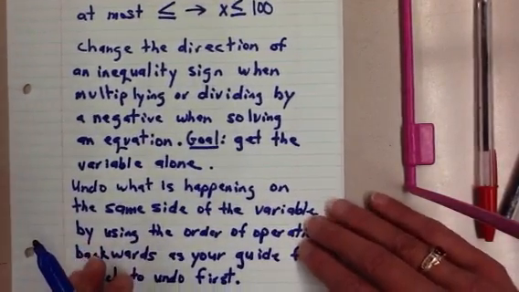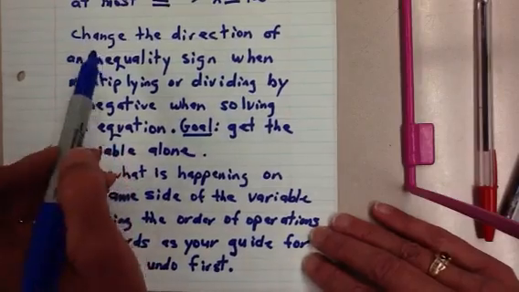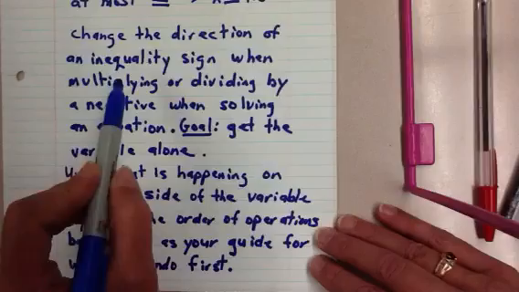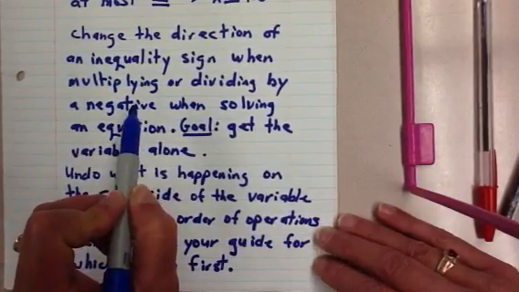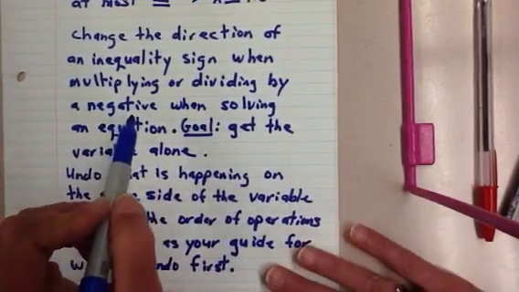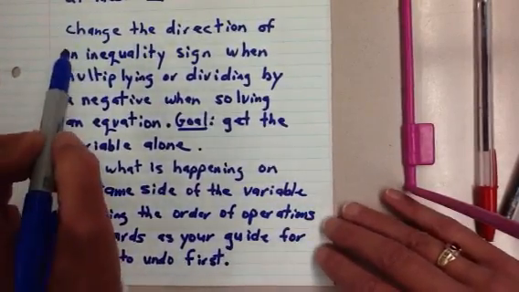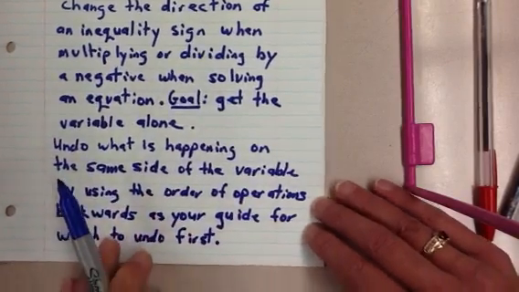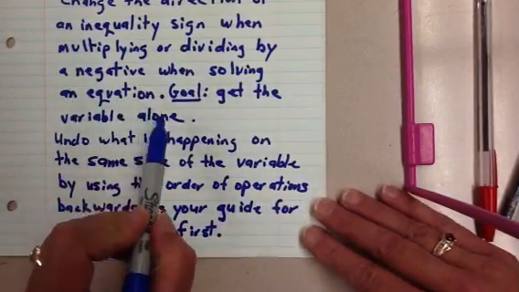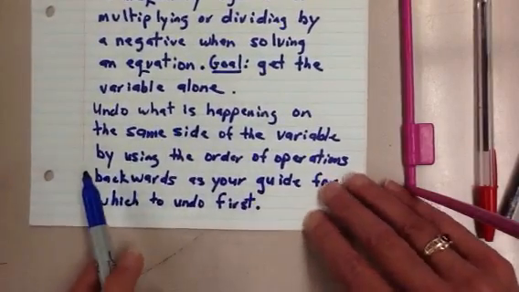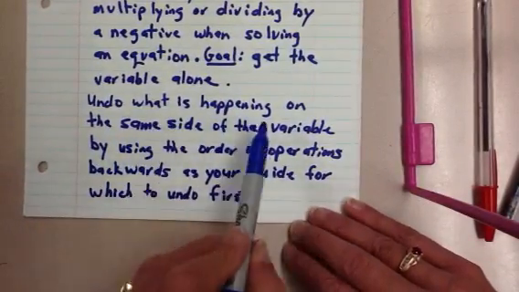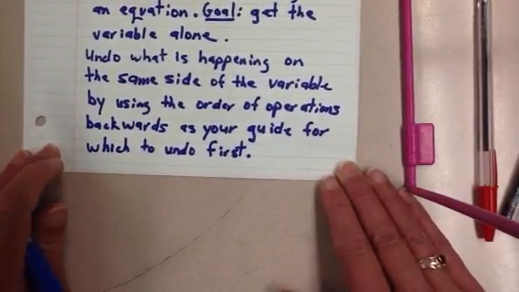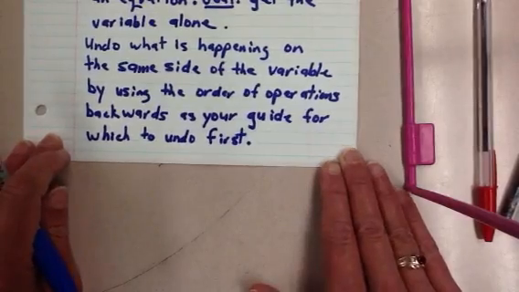Okay, now when we solve a two-step equation, we change the direction of an inequality sign when multiplying or dividing by a negative. So the goal is to get the variable alone. So we will undo what is happening on the same side of the variable by using the order of operations backwards as our guide for which to undo first.